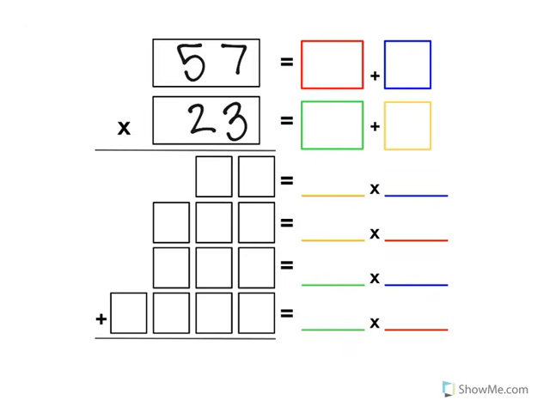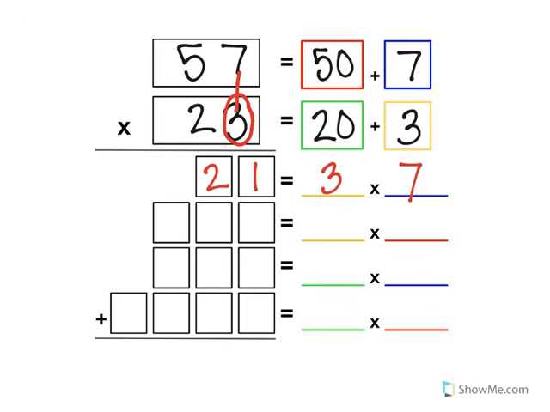So let's start by breaking up 57 into expanded form so we can see what 57's parts are. We're going to break up 57 into 50 plus 7, and we'll break up 23 into 20 plus 3. Just like before, we're always going to start with our ones place, which means we're going to start by multiplying the digit in the ones place at the bottom factor times the digit in the ones place on top, which is a 7.